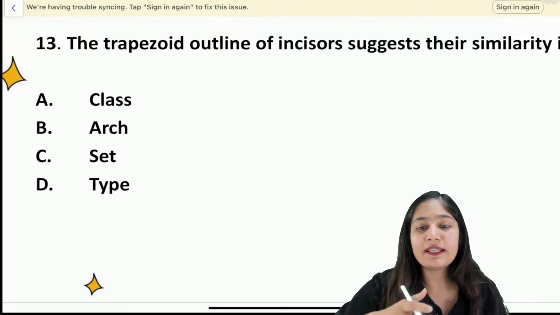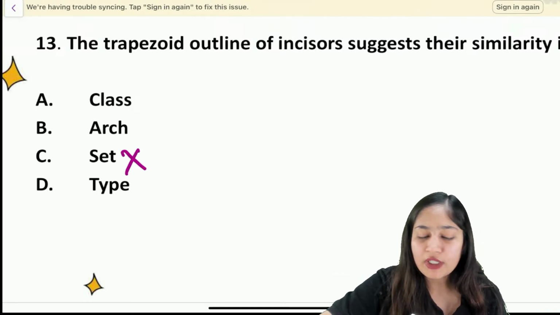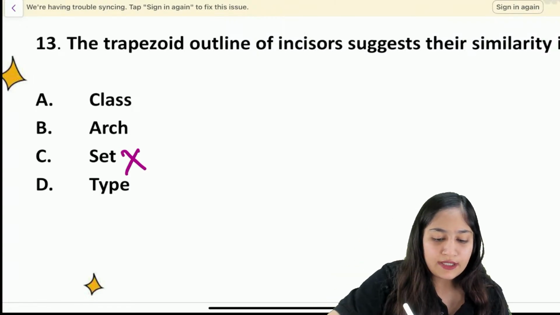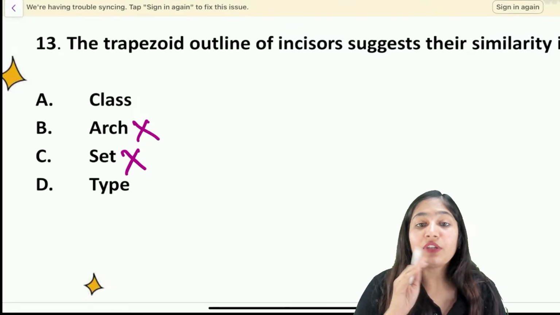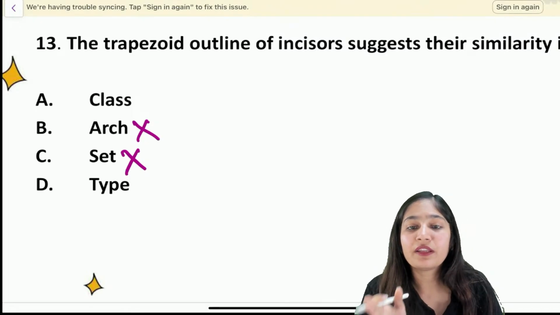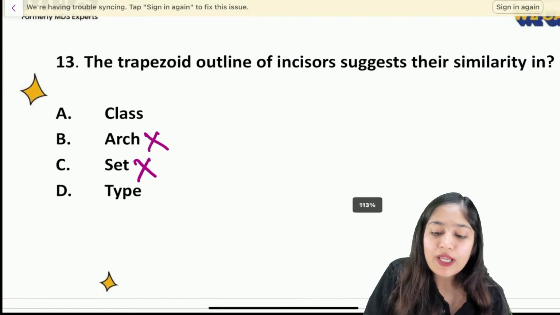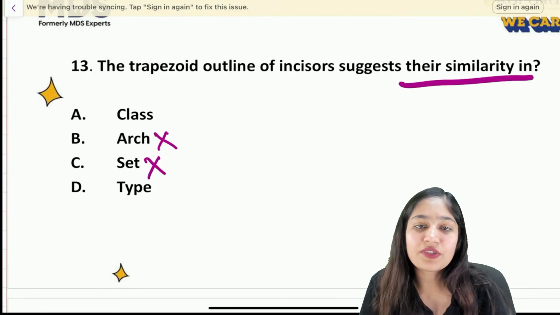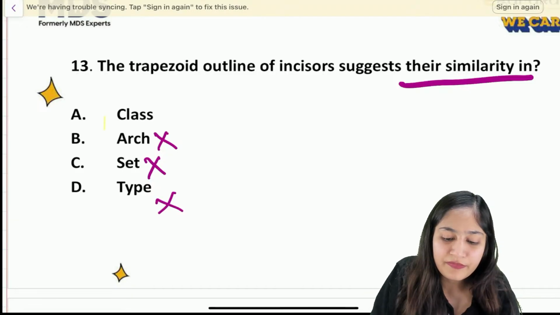So definitely we are talking about incisors only of one dentation. So set is not the correct answer. Arch trait, maxillary and mandibular. So again, this is not the correct answer. Coming to type trait. Type is the difference between central and lateral incisor. But here the question is about similarity, right? So the correct answer is class trait.